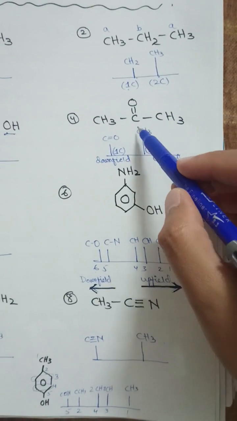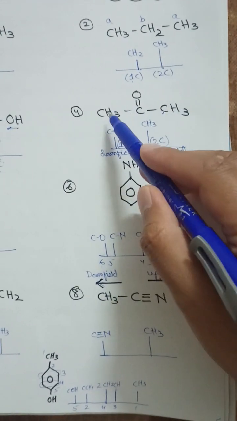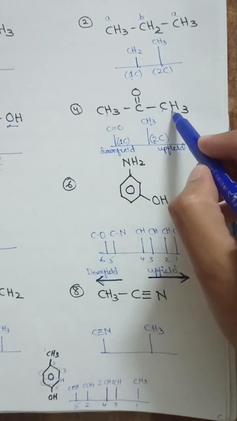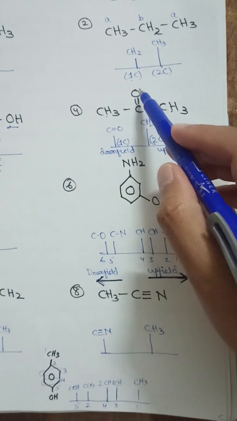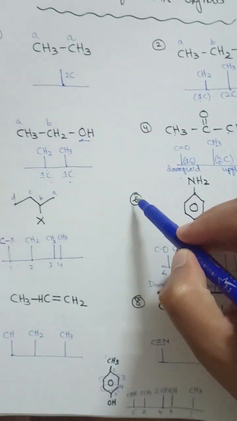If you look at acetone, here we have three carbons, but these two carbons are the same. So we will get one peak for these two carbons, whereas the carbonyl carbon gives us a downfield peak of one carbon.